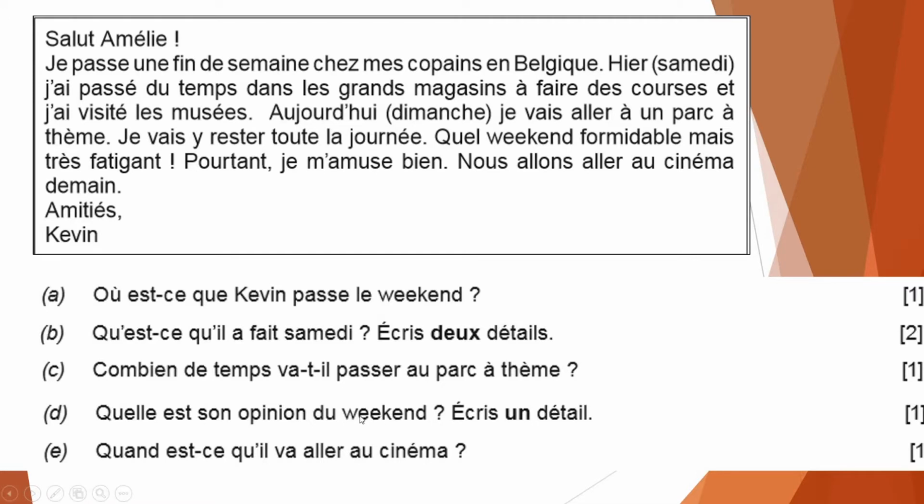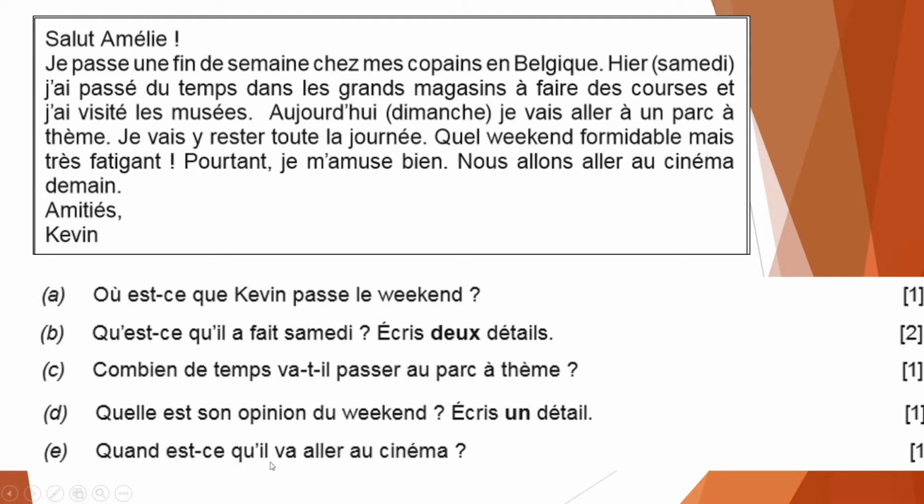Okay, D. His opinion then on the weekend. So this question word here, you can guess what it is because you're not going to say where is his opinion on the weekend, how many is his opinion on the weekend. It's obviously saying what or which is his opinion of the weekend. And it says write one detail, which implies to me that there's more than one. So I'm going to go with the detail that I feel most confident about, that is an opinion that I recognise. So that for me would be fatigant. Okay? Because quel weekend formidable, I can guess that this is probably an adjective, but just in case it's not, I feel more confident about this one. That's what I would go for in the exam. Okay?